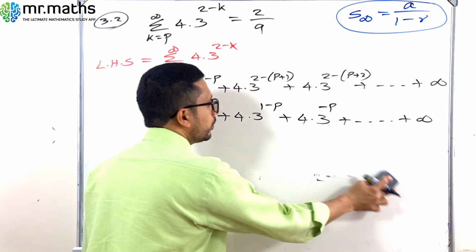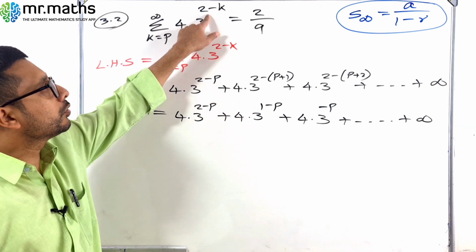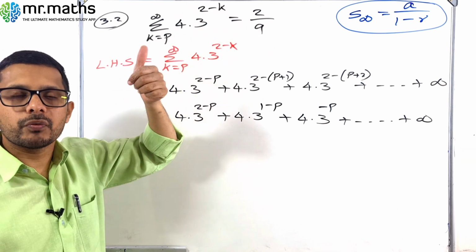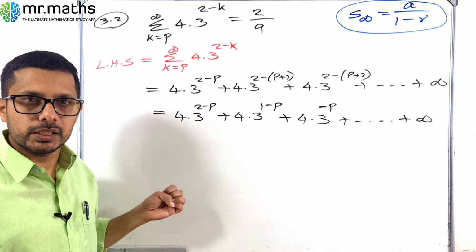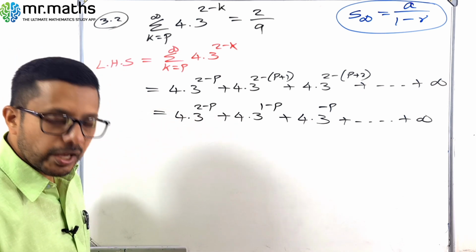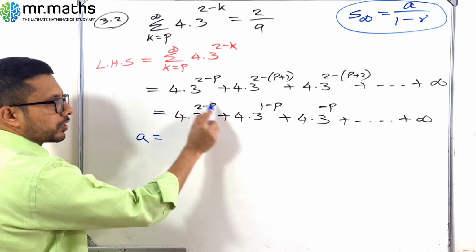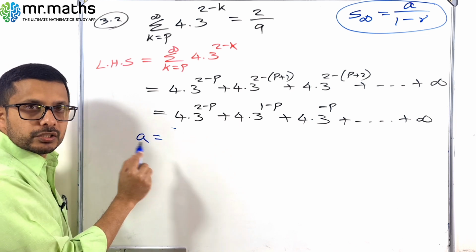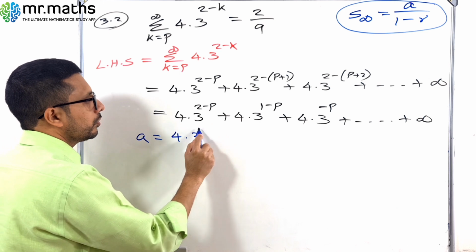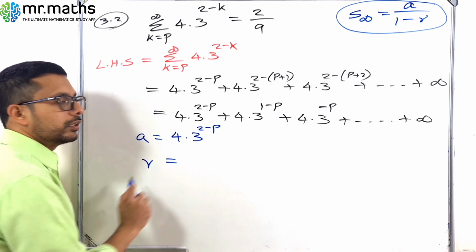Okay, so now of course this is a geometric series, am I right? Like what I said before, 3 to the power of 2 minus k. Here the variable is k, so the variable is coming as a power, so in that case it's a geometric series. So in this geometric series, what is the value of a? A is equal to the first term. First term stands for a. So what is the value of a? 4 times 3 raised to 2 minus p, that is the value of a. Am I right?